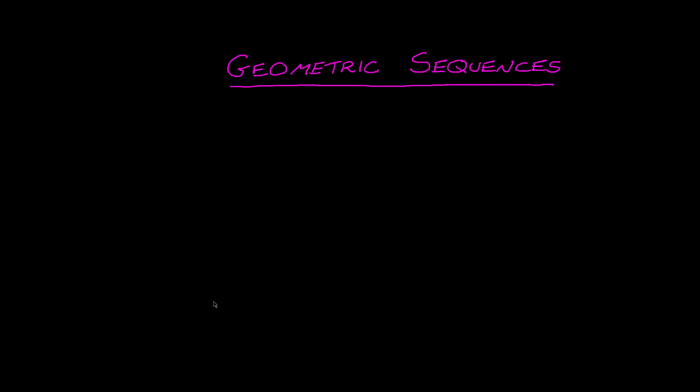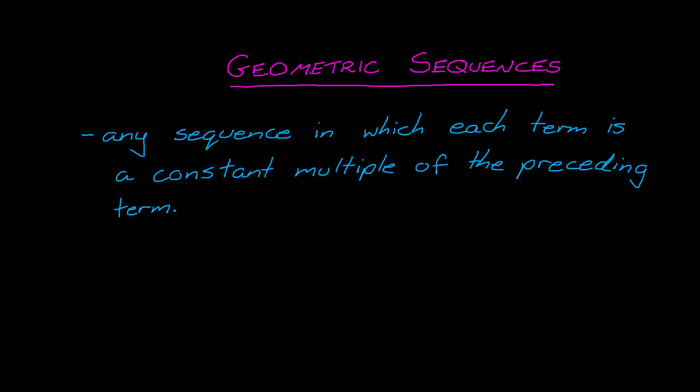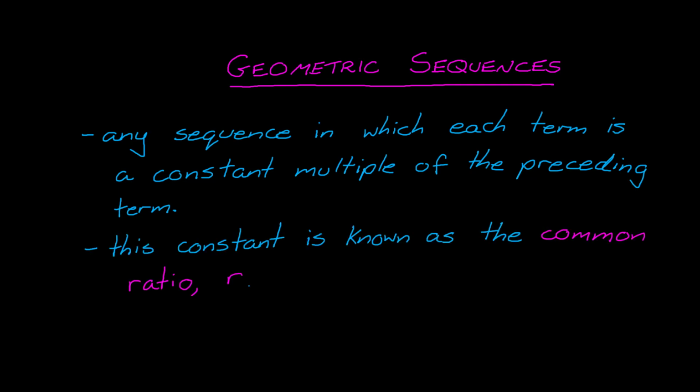Hi guys, today we're going to be talking about geometric sequences. Now the basic definition of a geometric sequence is one in which each term is a constant multiple of the preceding term. This constant is known as the common ratio, or r.